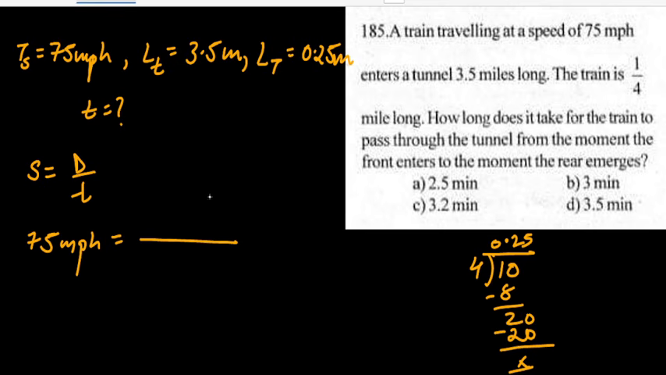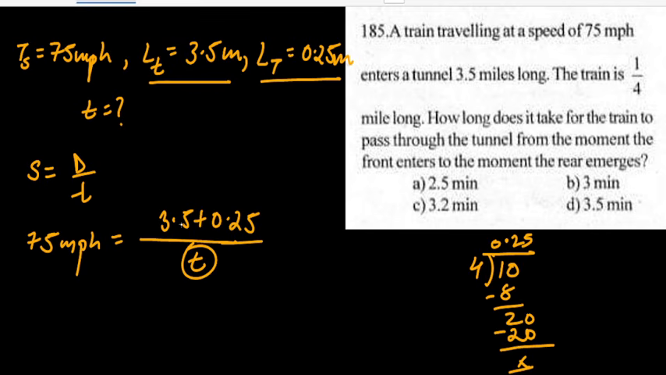How much distance will it cover? So we have the length of the tunnel and the length of the train. So we have to add them up. Yes, I told you before. So just add them up. 3.5 plus 0.25, and we'll divide it by time, and time is what we want to find. And when I add them, how much are you getting? You're getting here 3.75. So I'll take this time there and I'll bring this 75 miles per hour out here. So time is here, and this will be divided by 75 miles per hour.